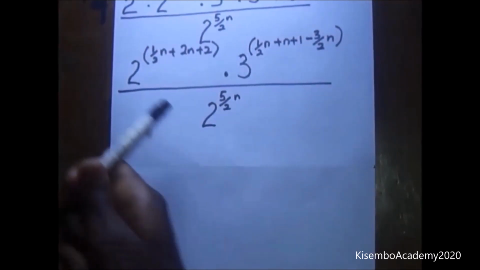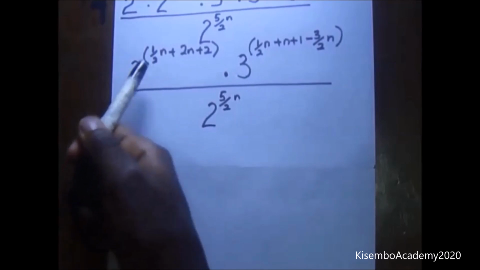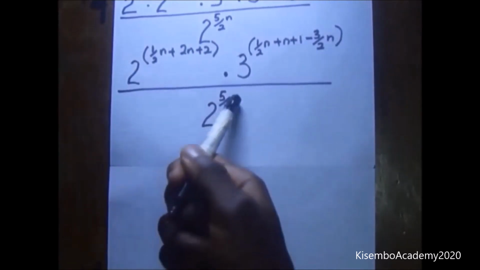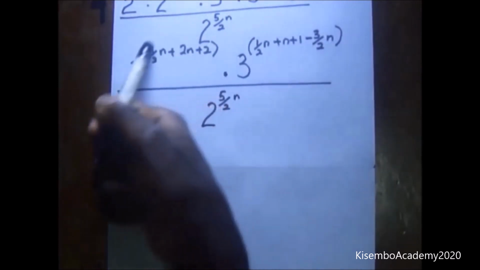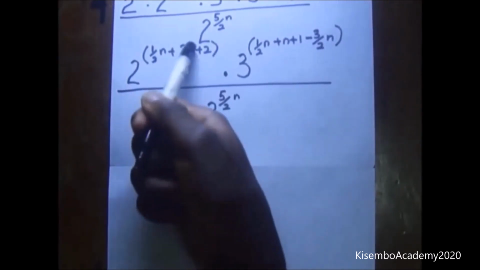So we find here that it's going to be 2 to the power something divided by 2 to the power something. You're dividing two indices with the same base, so what do we do to the powers? We subtract the powers.